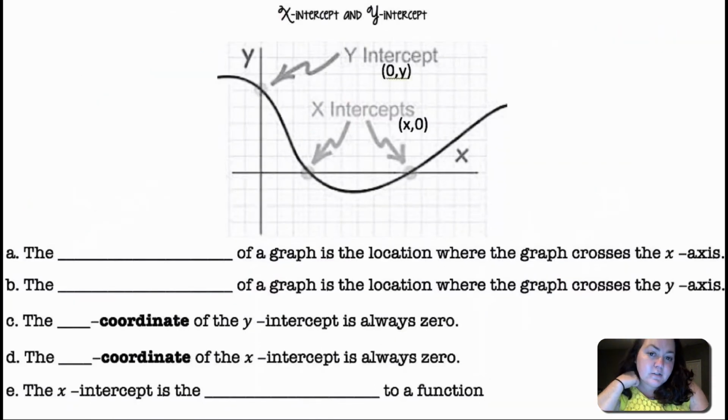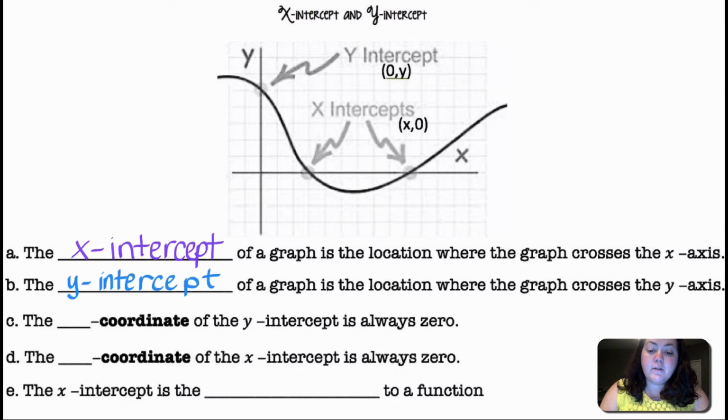All right, x-intercepts and y-intercepts. The x-intercept is where it crosses the x-axis, and the x-axis is the one that goes side to side. The y-intercept is where it crosses the y-axis, and the y-axis goes up and down. The x-intercept of a graph is the location where the graph crosses the x-axis. The y-intercept of the graph is the location where the graph crosses the y-axis.